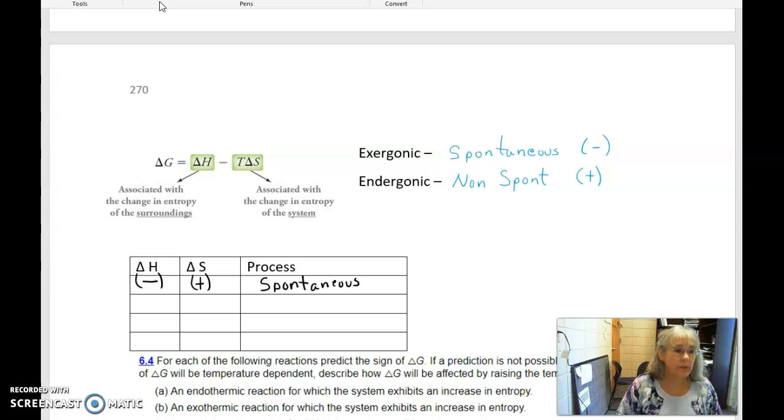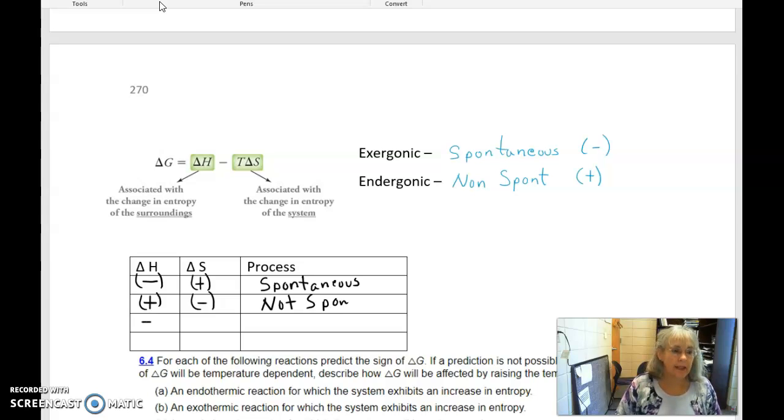If delta H is positive and the delta S is negative, then this will be a positive term, and the minus of a minus will be a positive term, and our delta G will be positive, and this will be non-spontaneous.